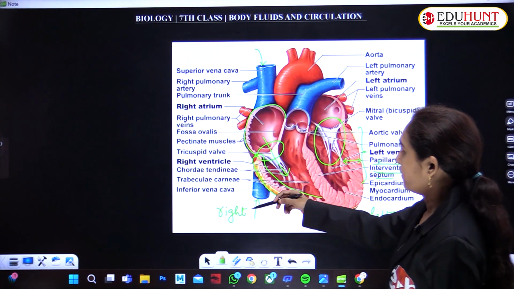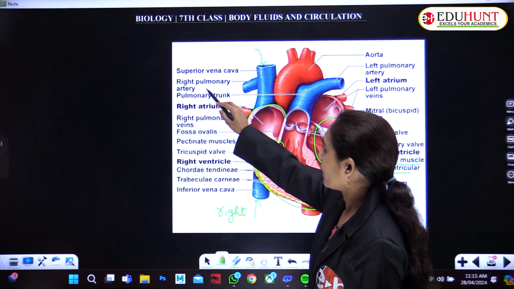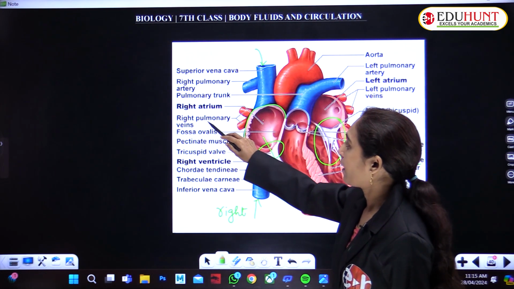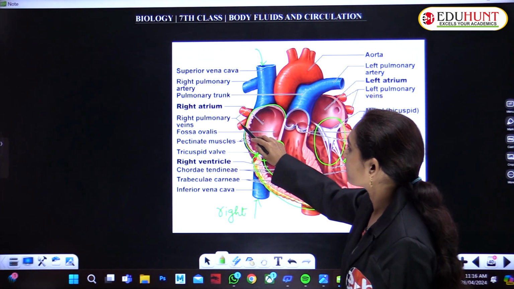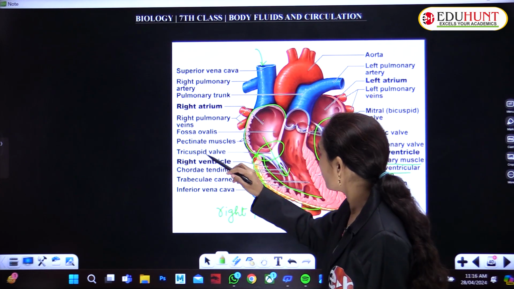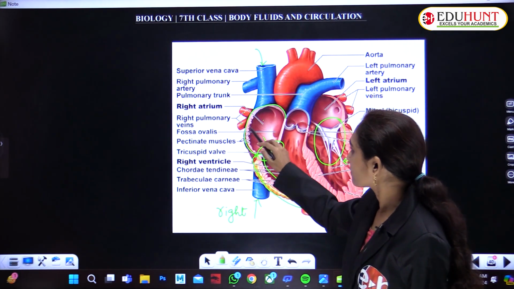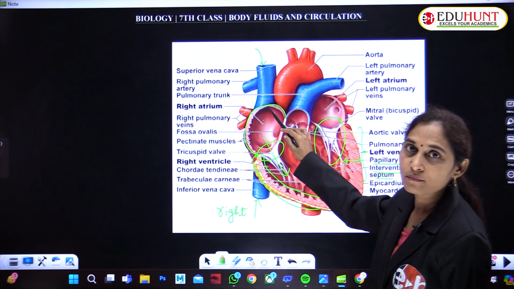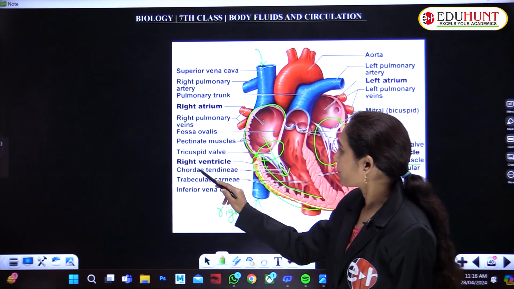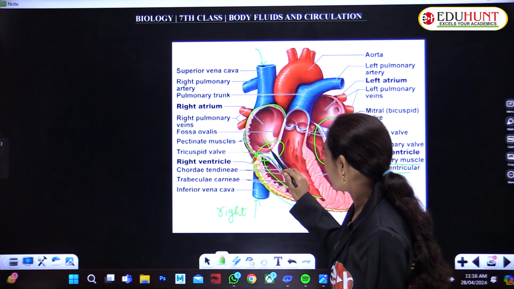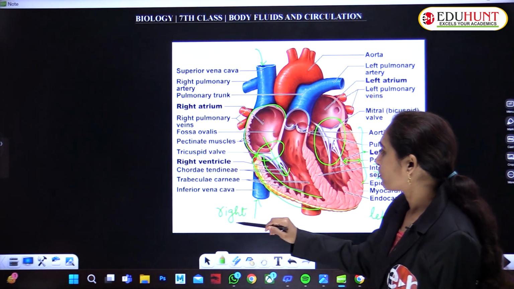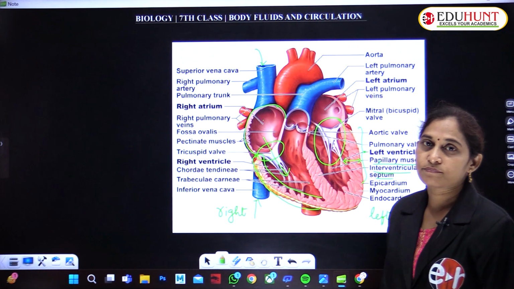ఇవన్నీ మనం చెప్పినవే. Superior vena cava, right pulmonary artery and pulmonary trunk, right atrium, right pulmonary vein, these are the veins, and fossa ovalis, that is oval shaped opening, pectinate muscles that are present on the walls of the atria, tricuspid valve, 3 flaps ఉంటాయని చెప్పాను, right ventricle, chordae tendineae, the white fibers, trabeculae carneae, and inferior vena cava.